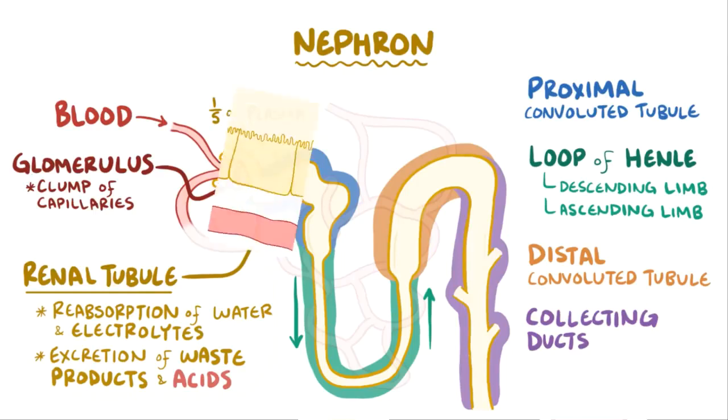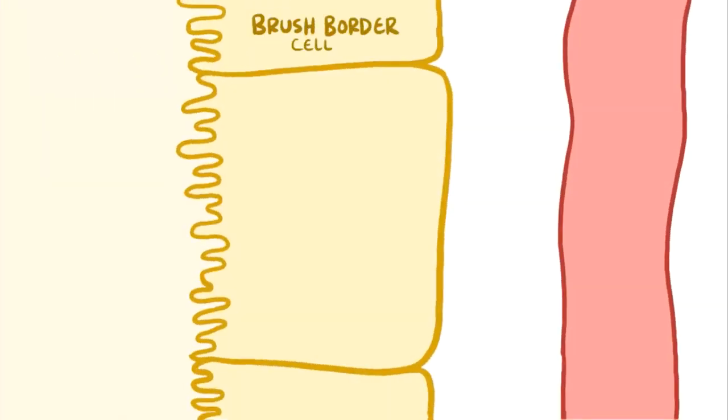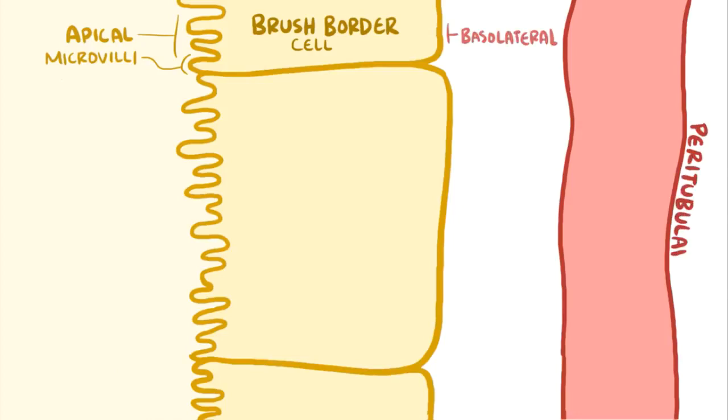Each of these tubules is lined by brush border cells, which have two surfaces. One is the apical surface that faces the tubular lumen and is lined with microvilli, which are tiny little projections that increase the cell's surface area to help with solute reabsorption. The other is the basolateral surface, which faces the peritubular capillaries, which run alongside the nephron.